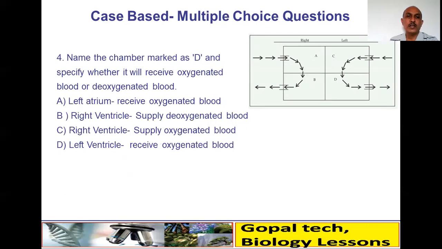Question number 4, name the chamber marked as D and specify whether it will receive oxygenated or deoxygenated blood. Pause the video, write the answer, then check it. Correct answer is C, right ventricle, and it will receive deoxygenated blood. So that is the correct option.